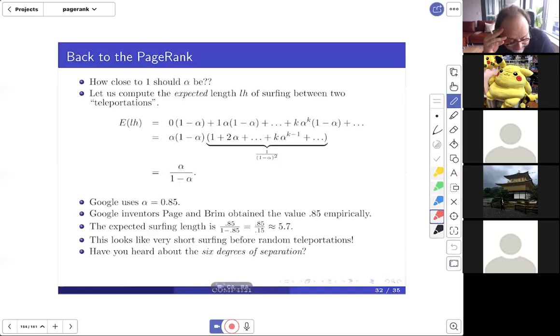Now, but do we sacrifice much by keeping alpha 0.85? Which means making on average only 6 link follows, clicking on average only 6 links before we jump. Well, in the beginning of the 20th century, a sociologist wanted to investigate how connected people in America are.